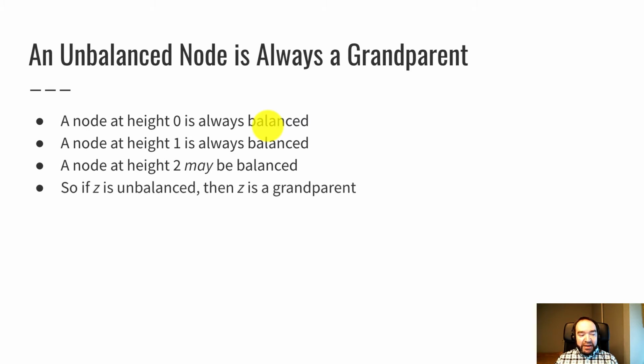So that means that if node Z is unbalanced, we know that Z is a grandparent, meaning that if a node has a balance factor of 2 or more, it has to be high enough so that there are at least 2 nodes below it. It's just not possible to create imbalance with a shorter tree than that.